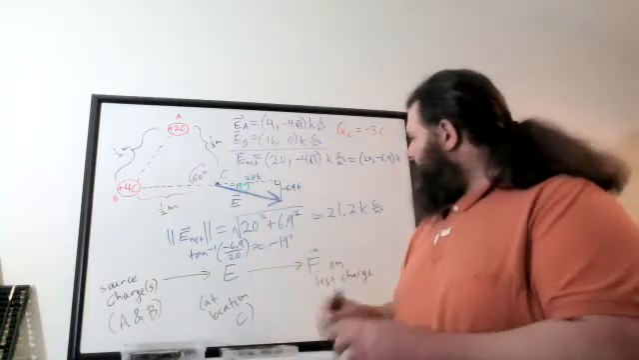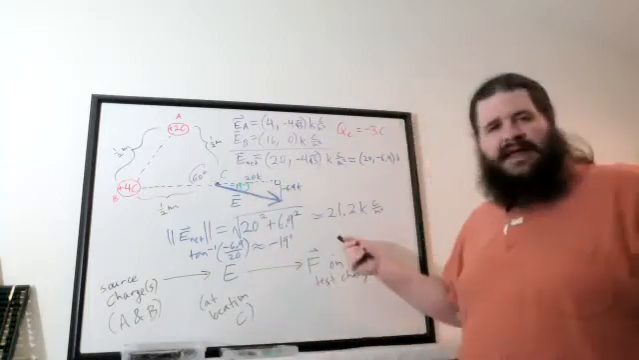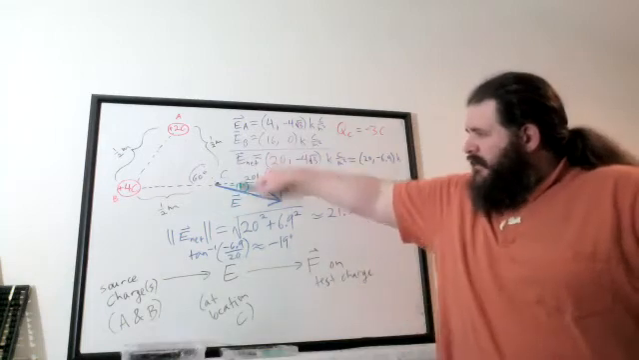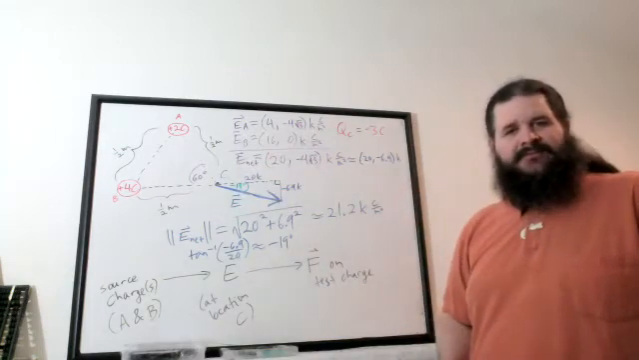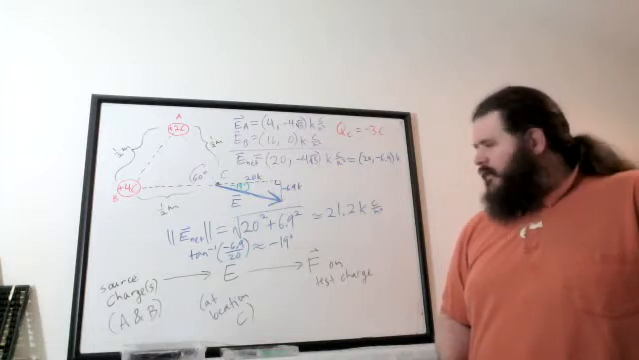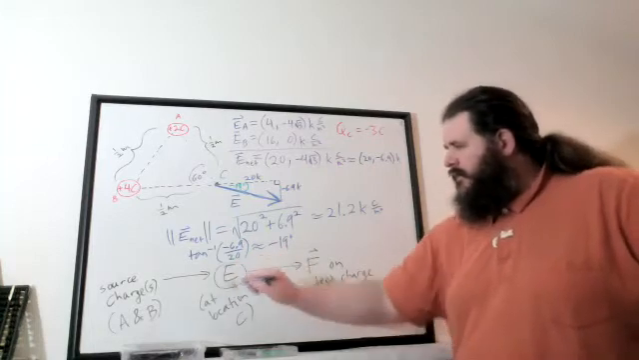So there's our electric field. The electric field is 21.2 K at a direction of 19 degrees below the axis. Any questions on that electric field that we just found?